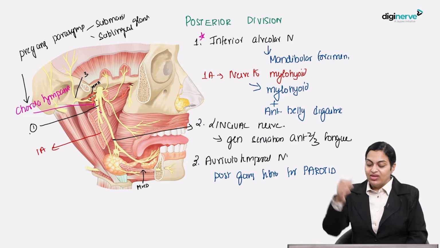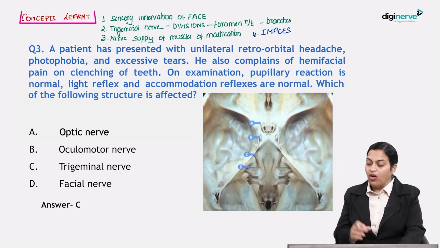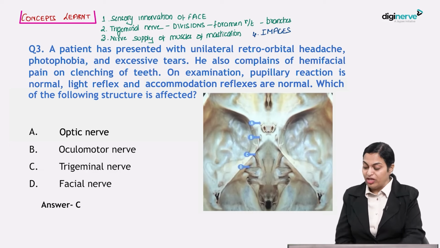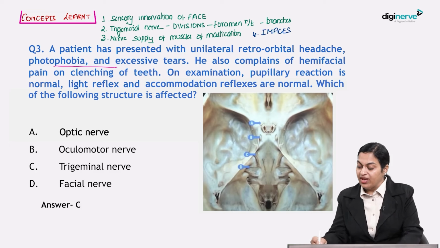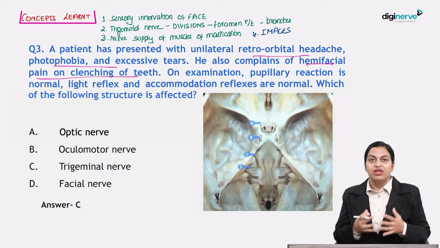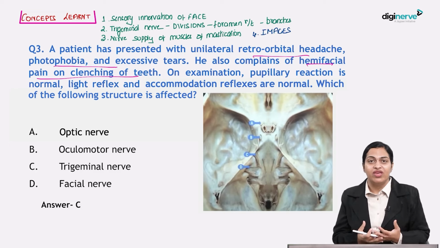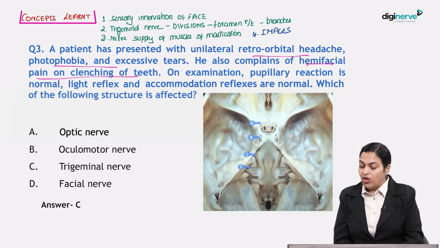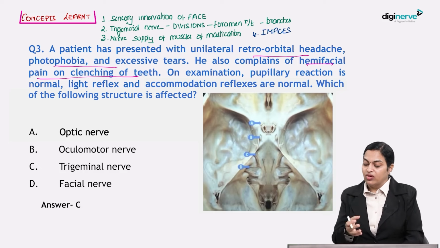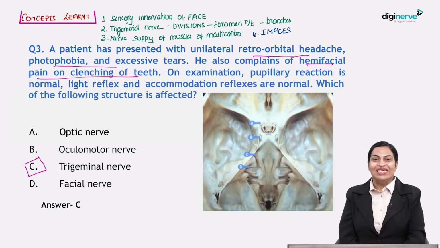Okay. So, a patient presented with unilateral retroorbital headache, photophobia, excessive tears, all referring to the ophthalmic division of trigeminal nerve, right? And hemifacial pain on clenching of teeth, right? Referring to the other divisions of the trigeminal nerve, pain over the face, we know it's trigeminal nerve. On examination, the oculomotor component was normal. Which one is affected? The structure C.